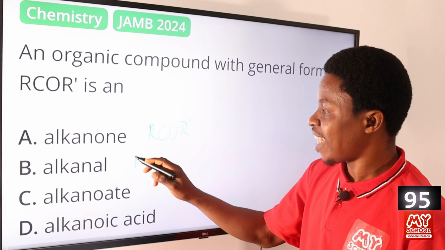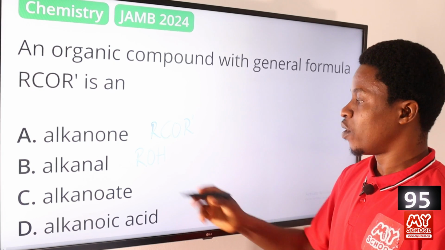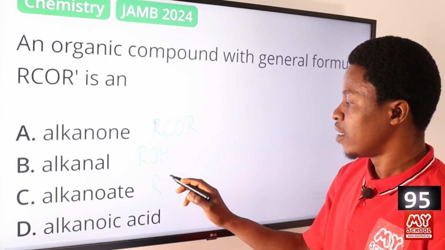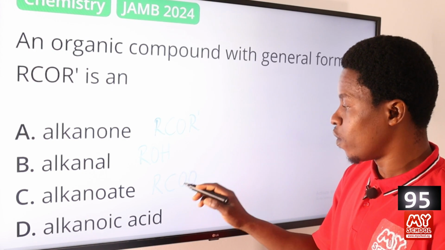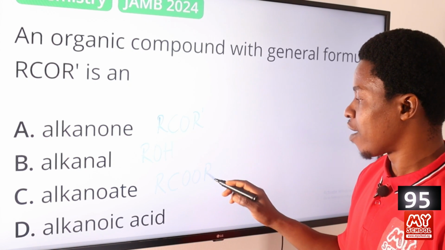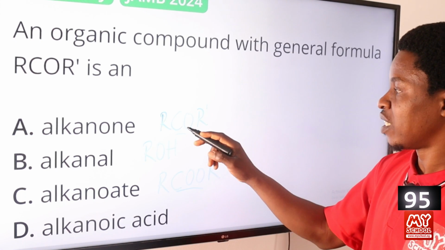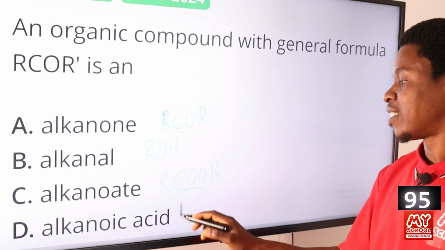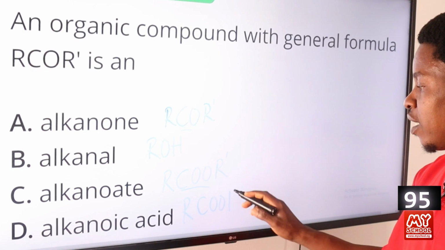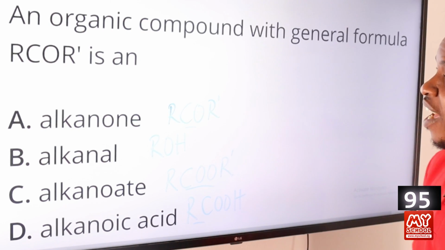The alkanal has RCHO, that's the general formula, with the aldehyde group. Then we have the alkanoate, R COO R prime. There's a difference between this and this: there are two oxygen atoms here, there's just one here. Then the alkanoic acid, we can have RCOOH. So these are the general formulas for each of them.